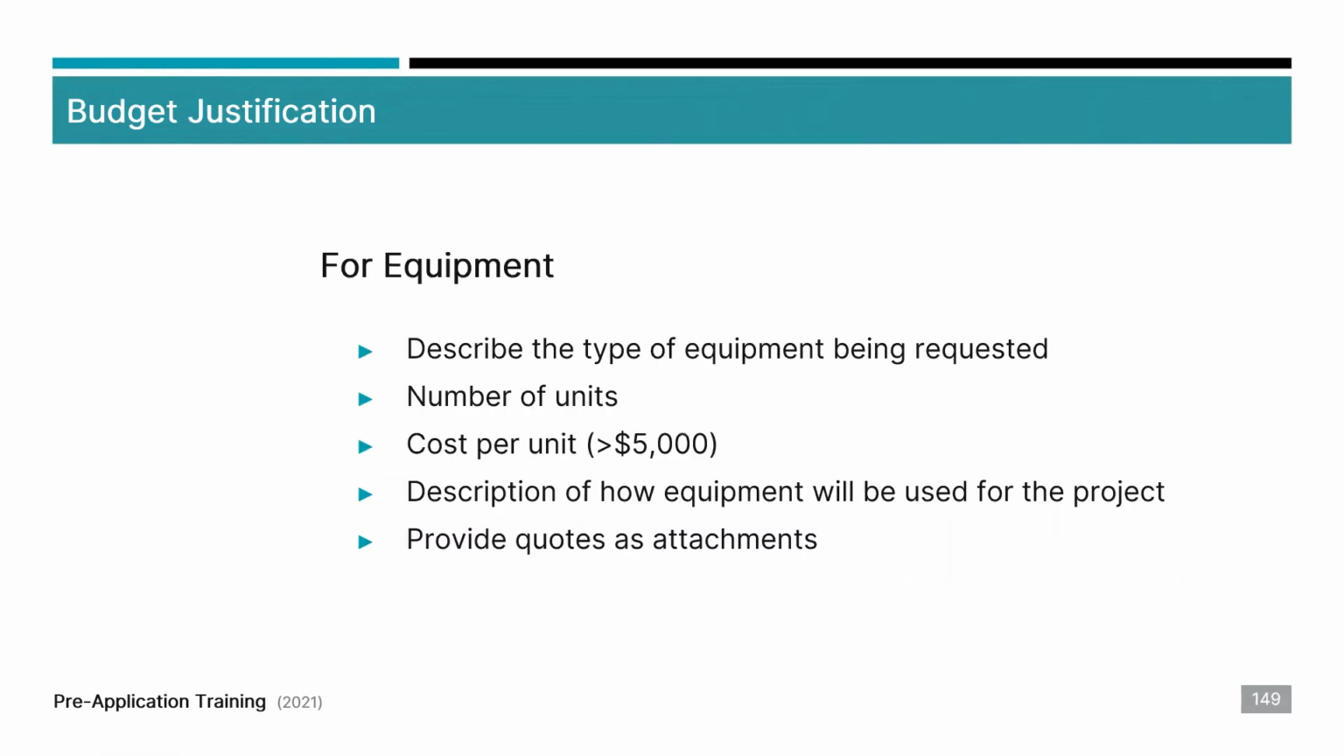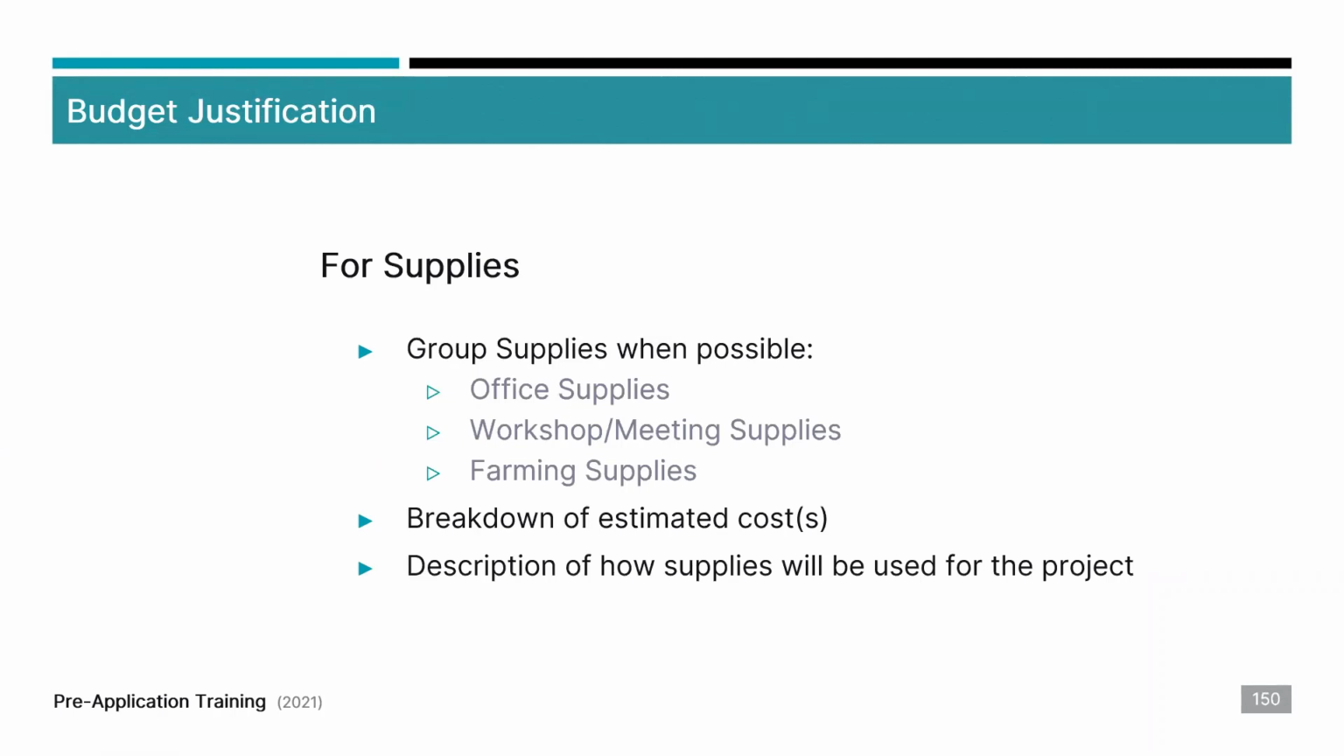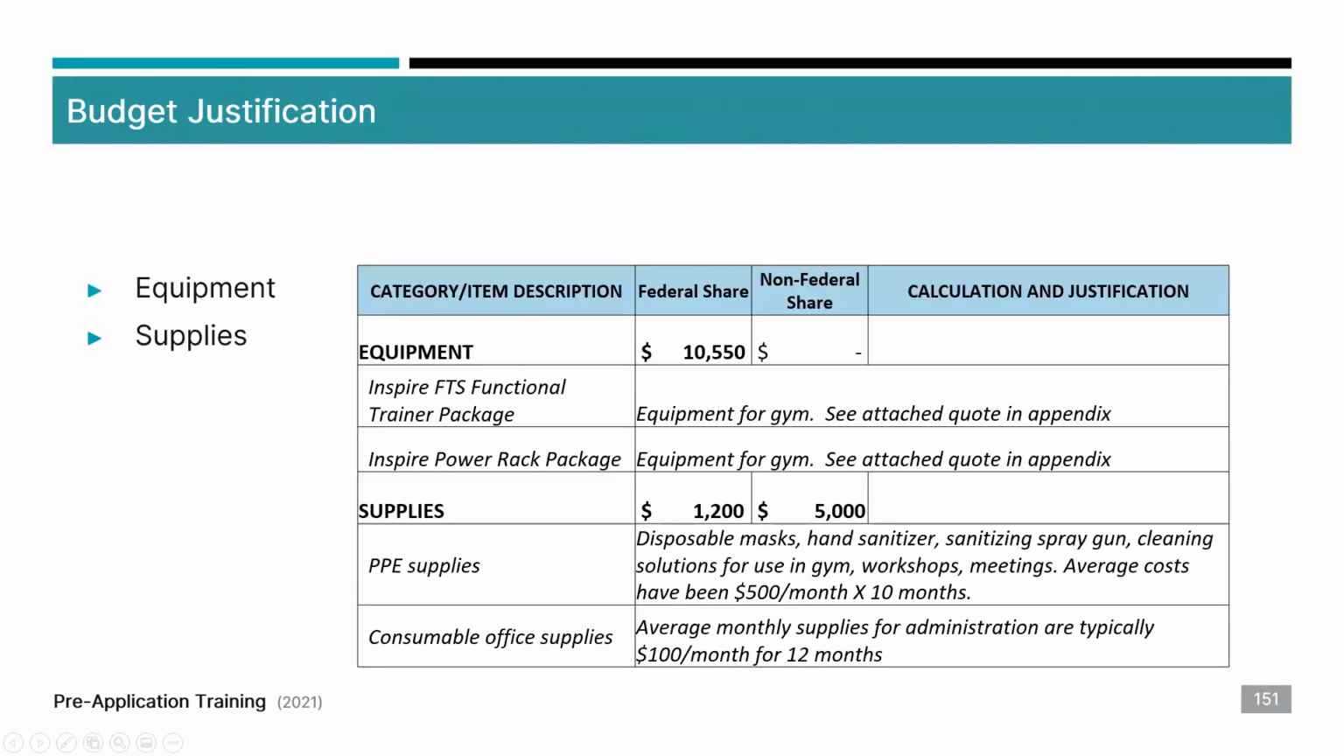For equipment, you're going to describe the type of equipment being requested, the number of units, the cost per unit, and remember that equipment has to be $5,000 or more for 1 unit. Describe how the equipment will be used for the project, and provide quotes as attachments. So let's look at supplies first. So supplies, group them whenever possible. The typical ones are office supplies, workshop or meeting supplies, or farming supplies. Break down estimated costs and describe how the supplies will be used for the project.